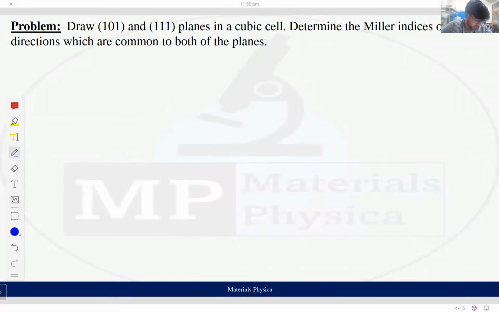Draw the 101 and 111 planes in a cubic cell. Determine the Miller indices of the directions which are common to both of the planes. So there are two parts to this question: draw the 101 and 111 planes in a cubic cell, and second, determine the Miller indices of the direction which are common to both of the planes. Let us draw the 101 and the 111 planes in the cubic cell.